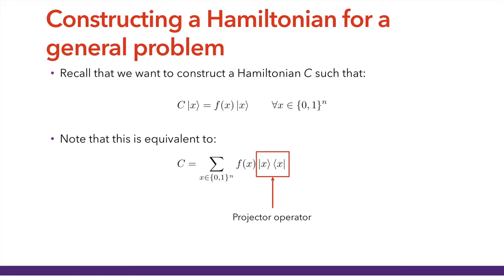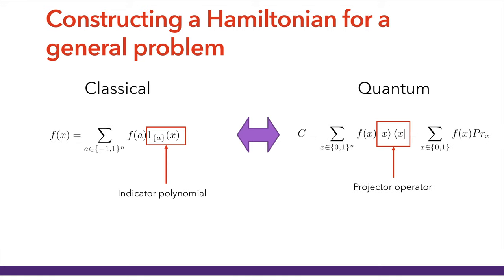Now let's go to the other side and look at what's going on on the quantum side. We want to construct a Hamiltonian that's a faithful representation of f of x. We can rewrite the above equation in an equivalent form, which defines the Hamiltonian as a sum over all binary strings x of f of x times the projector onto x. This hopefully already reminds you of the Fourier expansion form, where we start by representing a classical Boolean function as a sum of f of a times the projector onto a, or the indicator polynomial of a. This is exactly that. Now, starting with this, we have to apply the Fourier expansion.